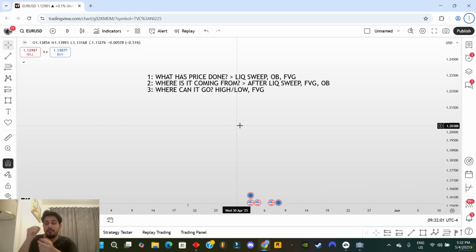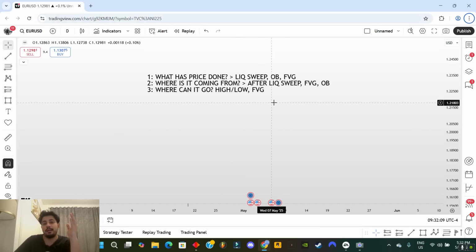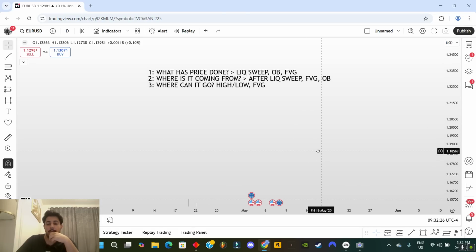Basically, price only moves from highs and lows towards key levels. So they could be order blocks, fair value gaps. If price is moving in one direction, you need to know where it can possibly go, all right? So there could be highs and lows, buy side, sell side liquidity, could be a fair value gap, an inefficiency, right? Because the market seeks inefficiencies and highs and lows. So that's pretty much how I look at the markets.